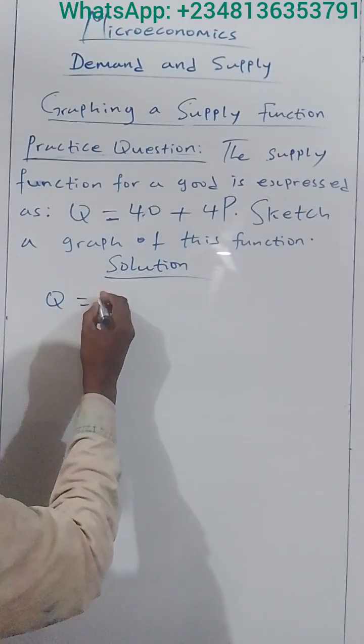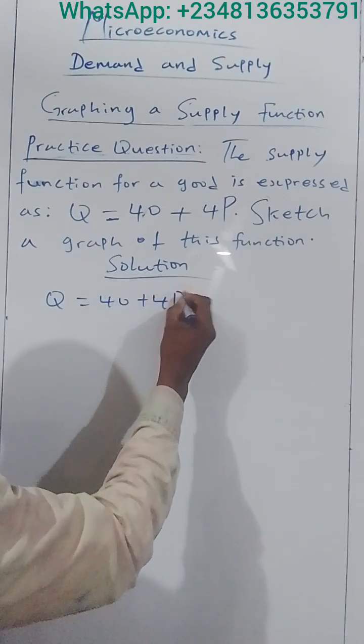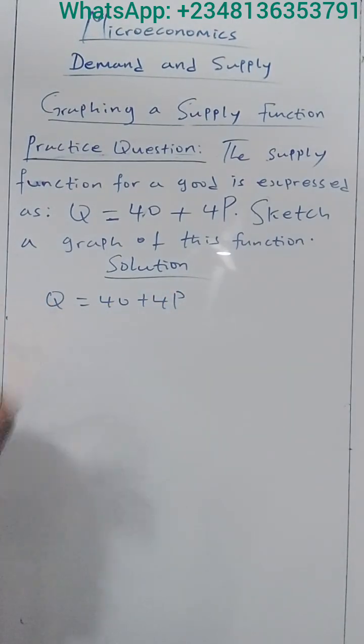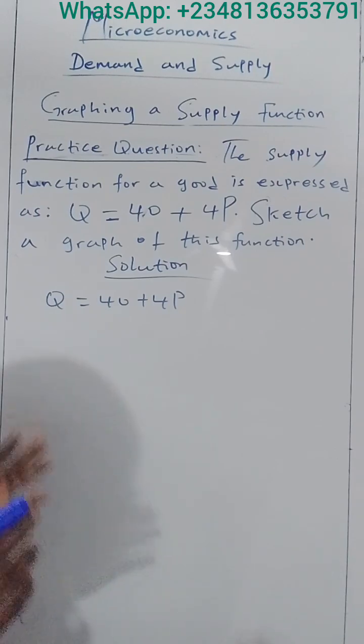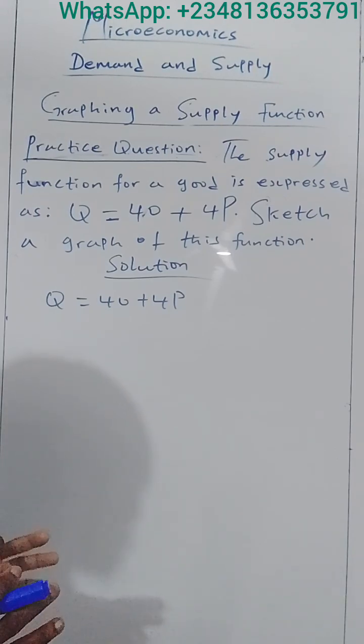Remember the function is Q equals 40 plus 4p. So here we have the supply function. Before you can graph a supply function, you need to find the value of p when q equals 0. Unlike when you have to graph a demand function, where you find the value of p when q is equal to 0 and also the value of q when p is equal to 0, you find both. But in sketching a supply function, you only need to find the value of p when q is equal to 0. But let's do that.